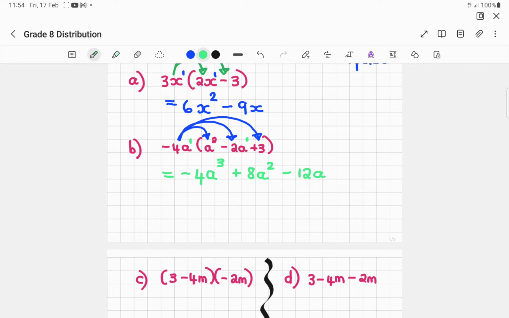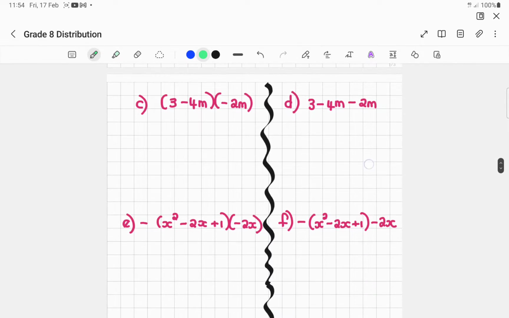So again, negative 4a times a squared is negative 4a to the power 3. Negative times a negative is a positive, 8a squared. Negative times a positive, negative 12a. Okay, so the sooner you practice this, the easier it will become to say a times a squared is a to the power 3. Then it will just become more natural when you're multiplying. Okay, then with these ones, I've made them very, very similar. So C and D is very similar to E and F with just a little change, just to show you how the whole sum will change at the end.